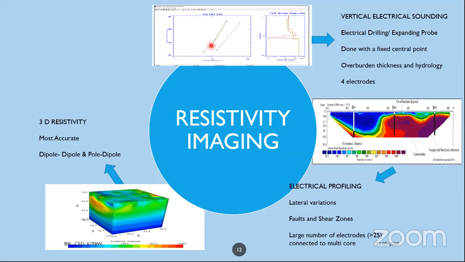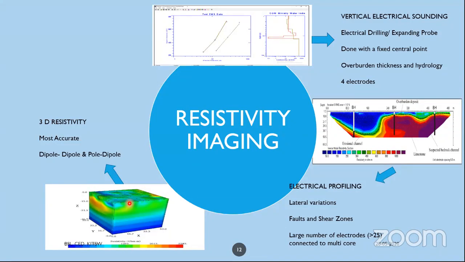So coming to the first method, vertical electrical sounding. This method is also called the expanding probe method. This method will demand only 4 electrodes. That's one of the differences between all three methods. This type of imaging can be obtained using 4 electrodes, whereas electrical profiling as well as 3D resistivity imaging requires more than 25 electrodes, sometimes 120, 180 also, it depends.